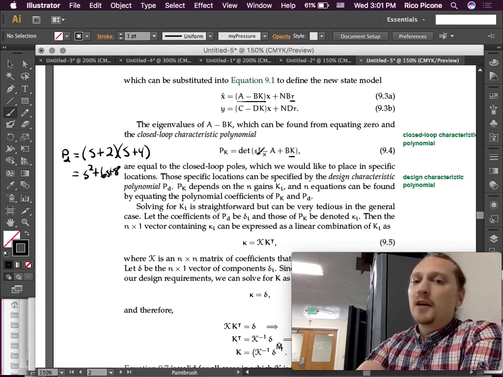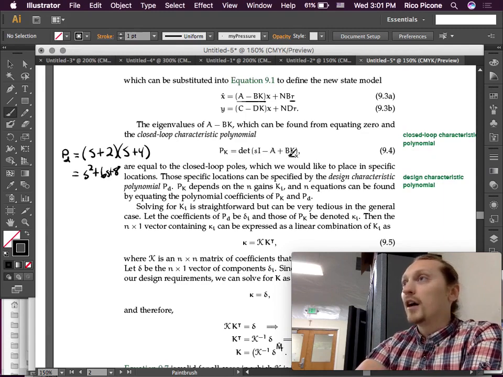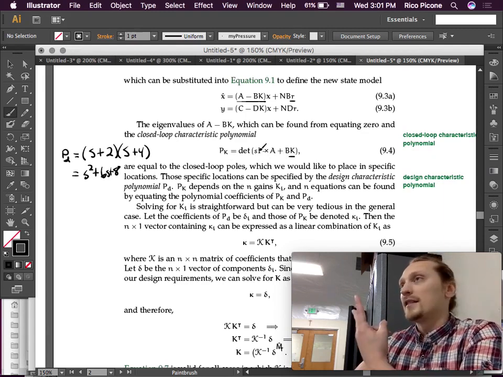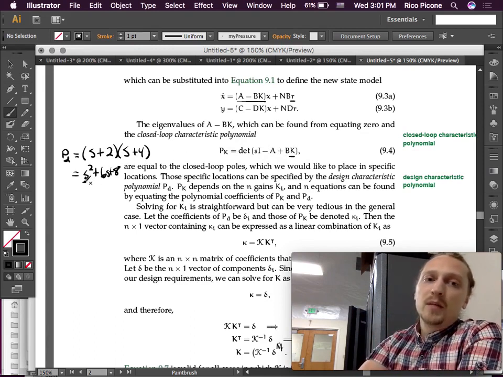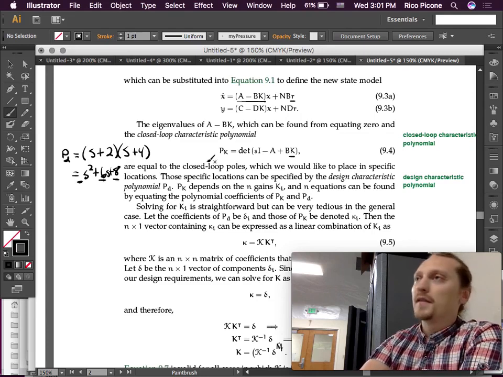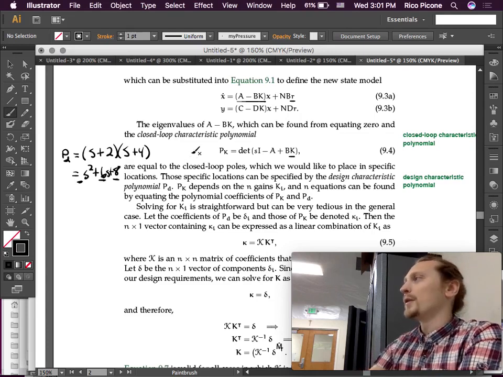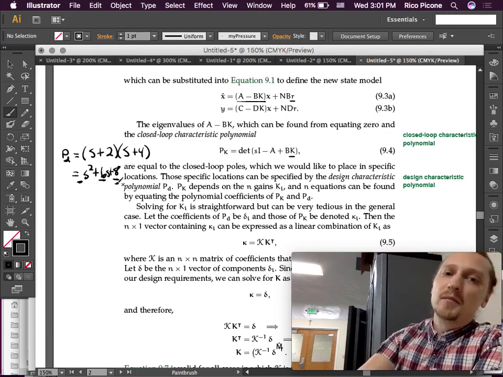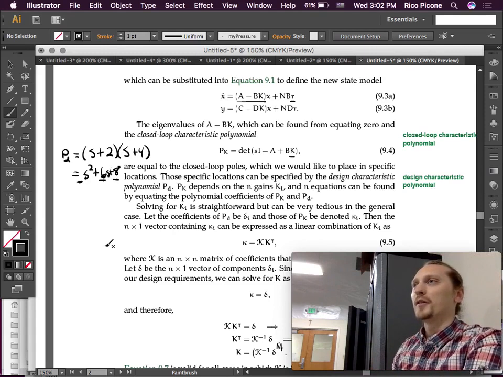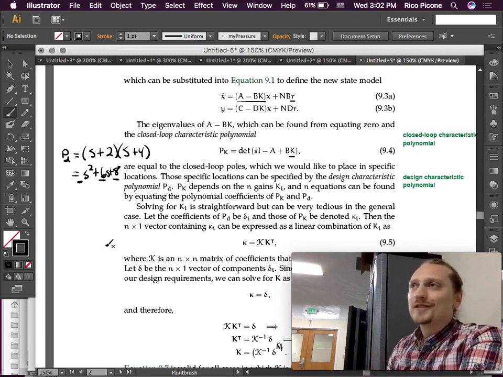Our PK, we compute it. It's going to depend on all of those gains. It's going to depend on two gains in this case, a K1 and a K2. And we're going to be able to set the coefficients of this polynomial equal to the coefficients of the other polynomial and solve for what gains we have to make the closed loop polynomial this design polynomial. We want it to be that design polynomial. So that's the plan.